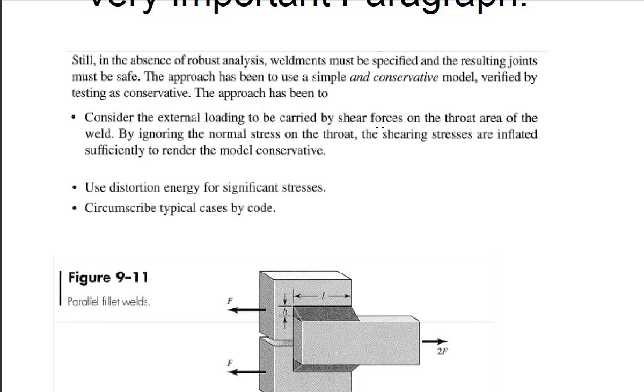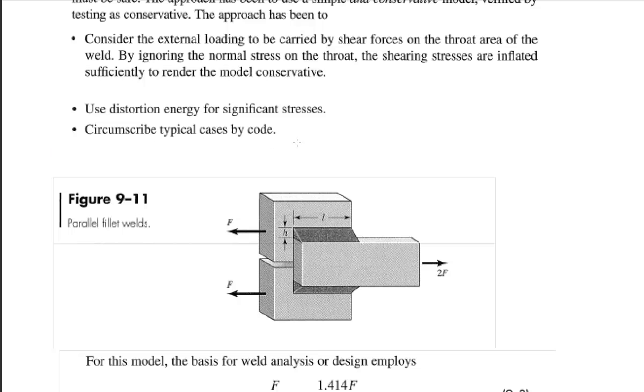So from now on, when we see fillet welds, we're going to be calculating shear stresses. Shear stresses in the throat area of the weld. We're going to ignore the normal stress and only look at shear. And we'll use distortion energy for any significant stresses. And this is supported by the code.